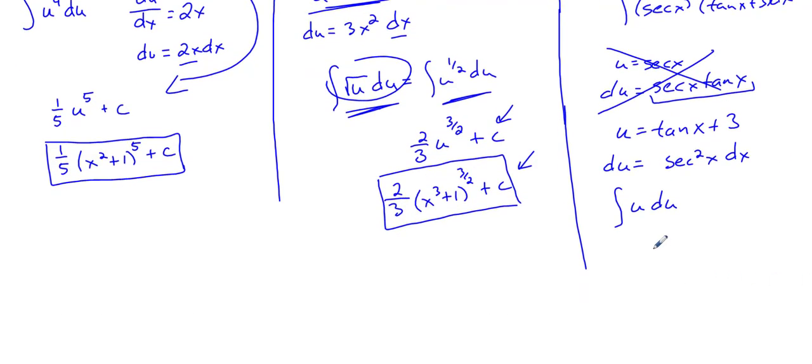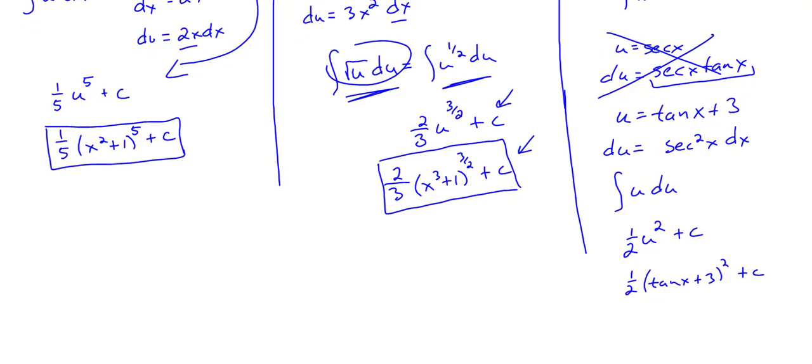Now watch me make a mistake. What's the antiderivative of u? Okay, that'd be u squared. What'd you say? 1/2 u squared. That should be almost automatic right now. You guys have done it a couple times. Plus c. Make your substitution. 1/2 tangent x plus 3 squared plus c. Leave it like that. It's not tangent squared plus 9. That's foiling incorrectly. Questions on this?